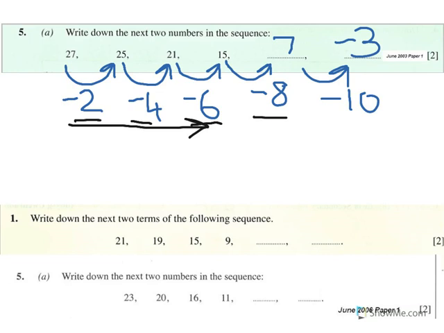This question, we've got take away 2, take away 4, take away 6, same as above, so it's take away 8, 1, take away 10, minus 9.